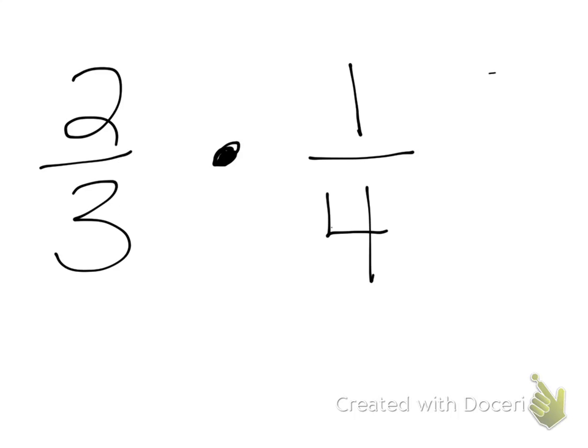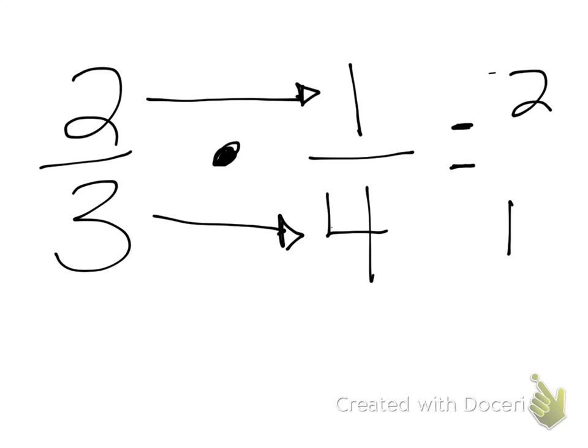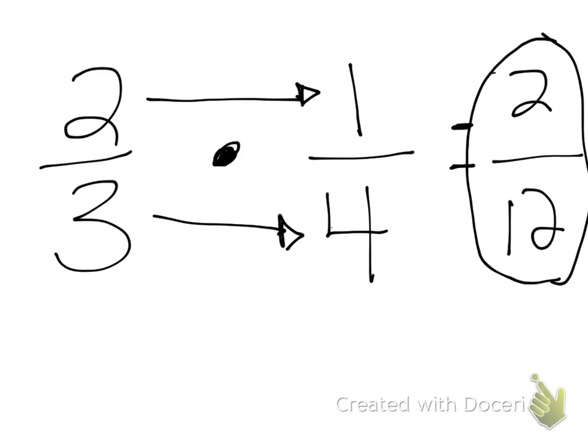So literally all you're going to do here in multiplication of fractions, you don't need to do a common denominator. All you need to do is multiply across. 2 times 1 is 2, and 3 times 4 is 12. So your answer is going to be 2 12ths. But then you can see, since both of those are even, you're going to need to divide by 2, divide by 2. So what your answer is going to be is 1/6.